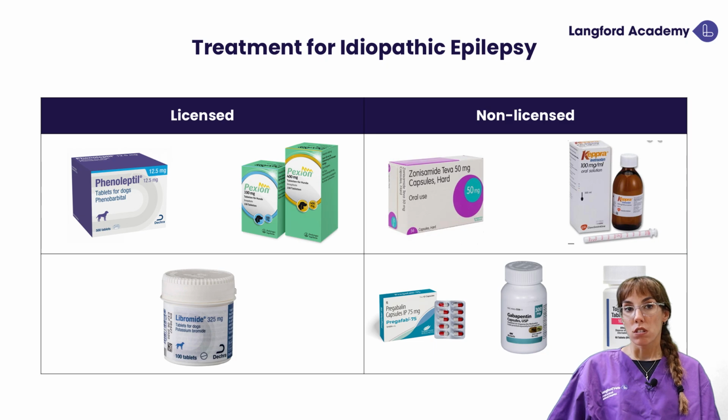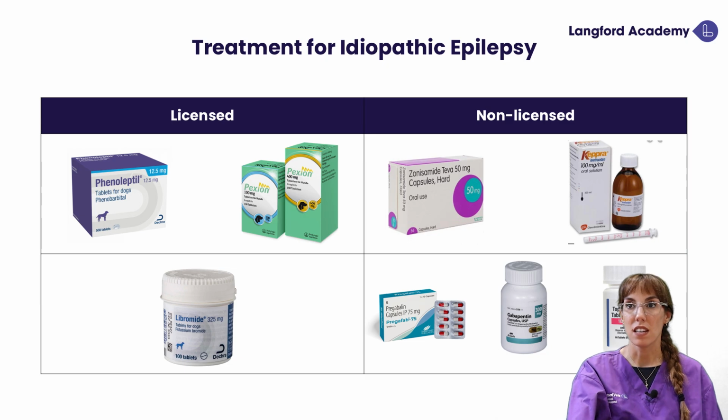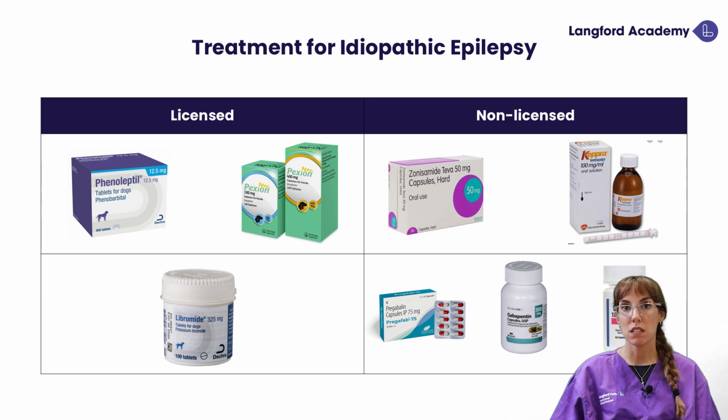Adjunct drugs that are licensed in the UK is your potassium bromide, only in dogs. Just remember, please, that in cats, potassium bromide is dangerous to use. Other anti-epileptic drugs available are levetiracetam, zonisamide, topiramate. You've also got your gabapentin and pregabalin, but these are all used off-label, okay?